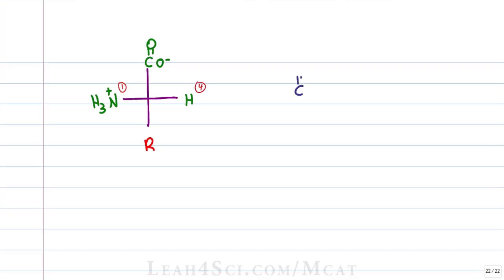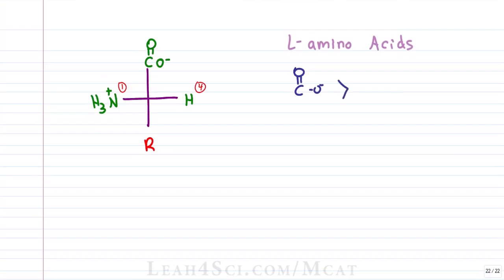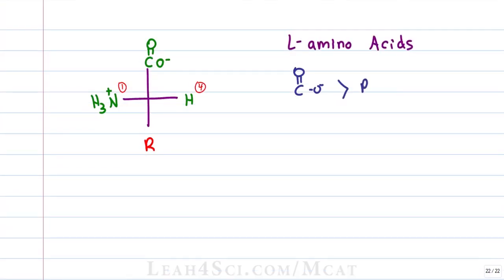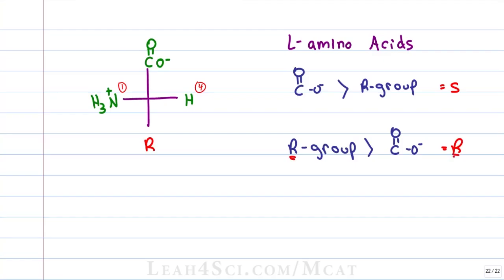Here's the trick for L amino acids. If the carboxylate outranks the R group for an L amino acid, then you're going to get an S chirality. If the R group outranks the carboxylate, then you're going to get an R. Let's prove it. For the first condition, if the carboxylate outranks the R group, let's make the carboxylate priority number 2 and the R group priority number 3.